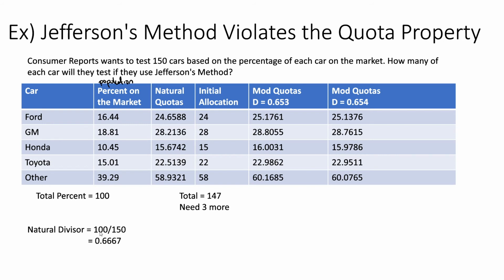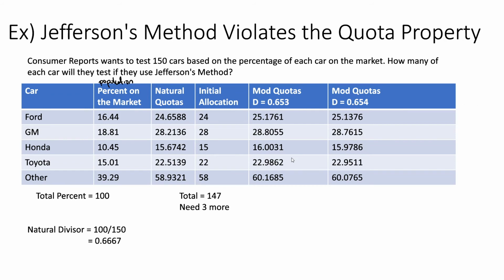Our natural divisor would be total population divided by our house size. House size in this case is 150 because it's the number of things we want to test, or the number of what we would be giving out. So we do that division, we find our natural divisor. Then we use our natural divisor to get our natural quotas, and we have our initial allocation, which is too small. It adds up to 147, we need to allocate 3 more.